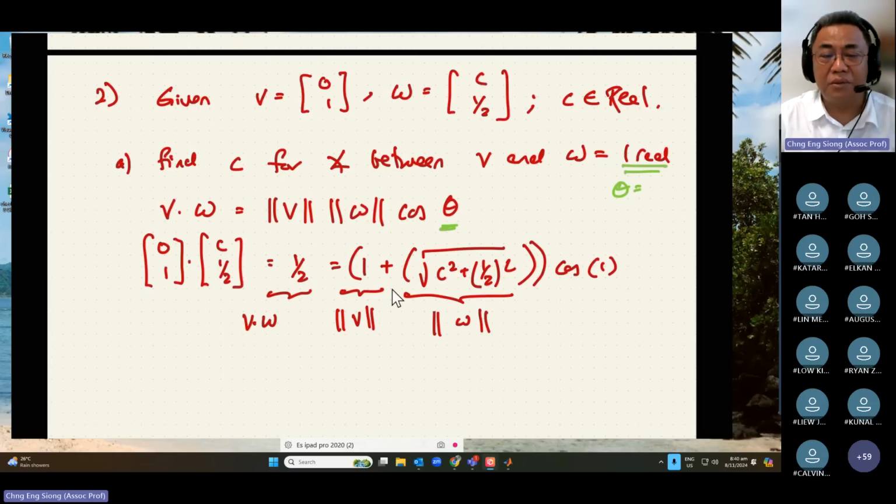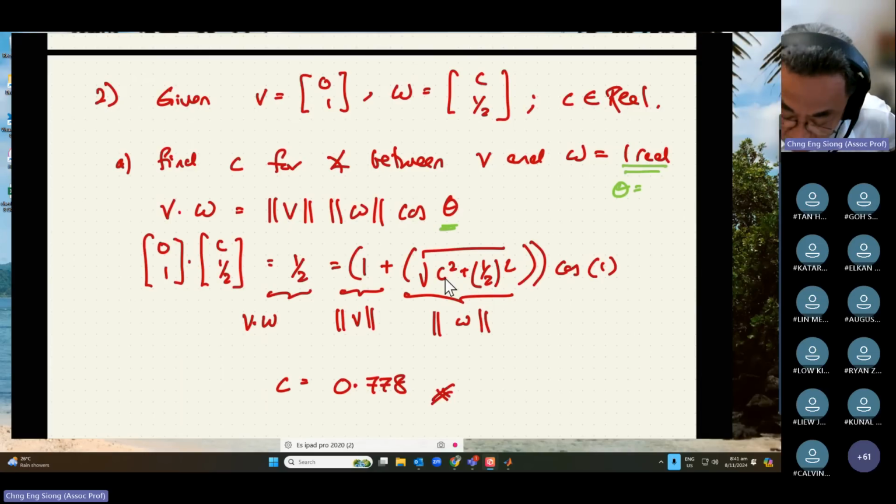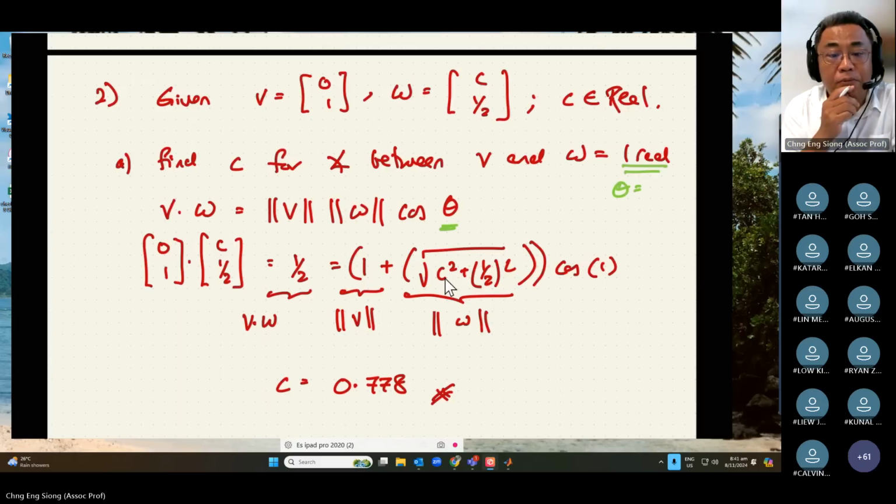So now it's not so bad because everything is known except C, and if you work it out, C squared, okay, or then I will just tell you the answer. Please go and try it by yourself. C equals 0.778. Finish. Now, when you see this question, if you work it out only algebraically, it is possible, but it's not so intuitive.